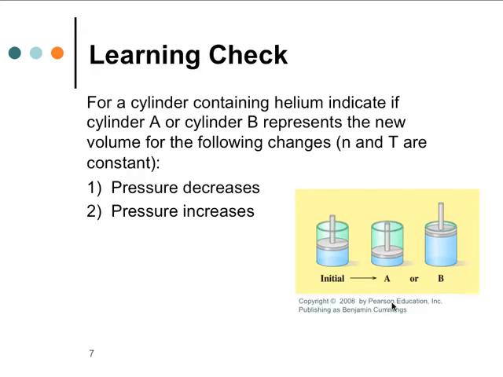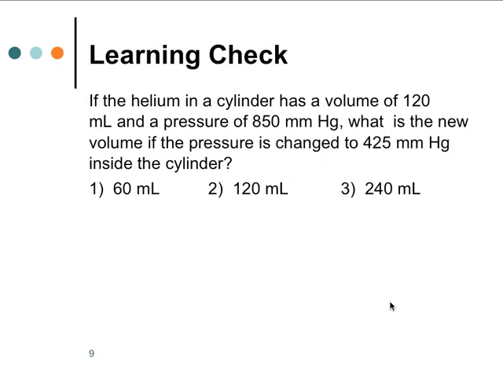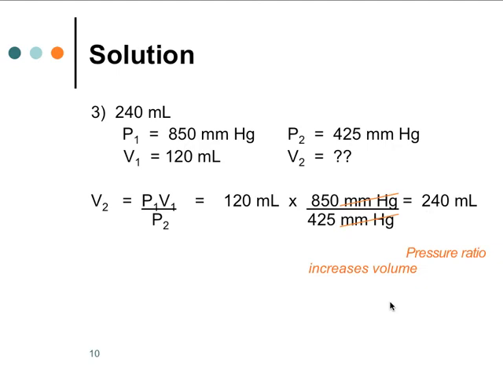Right, so, learning check. Pause the screencast while you think about it. And the answer is B and A. Okay, the pressure should decrease in cylinder B and increase in cylinder A. Helium in a cylinder. Again, here's the problem. Pause the screencast. We'll look at the answers in a minute. Answer is 240 milliliters. Okay, again, that's how your work should look.